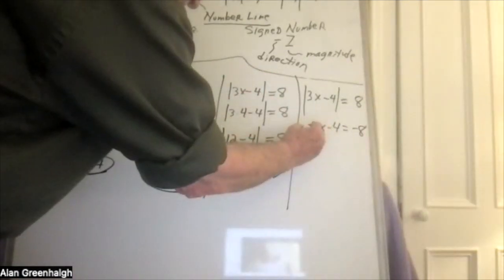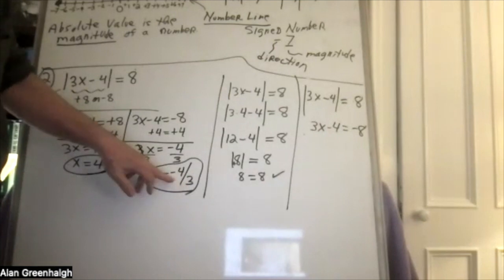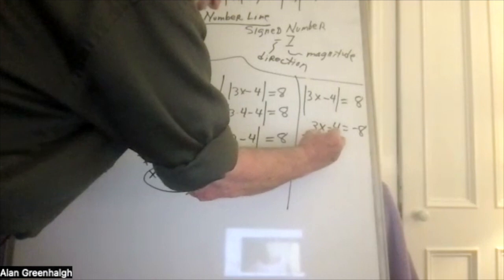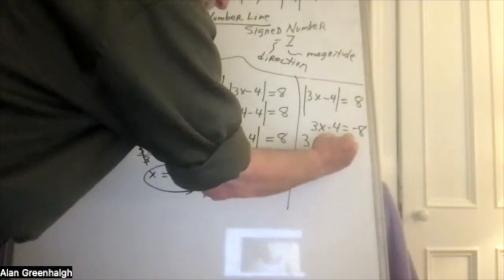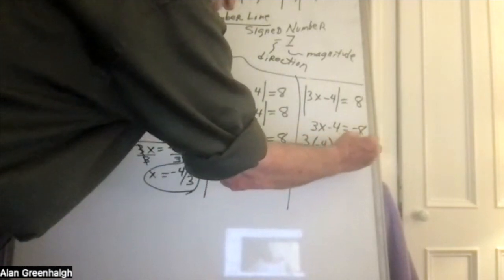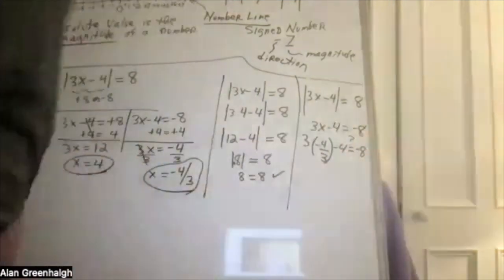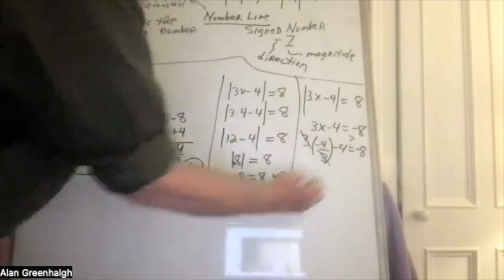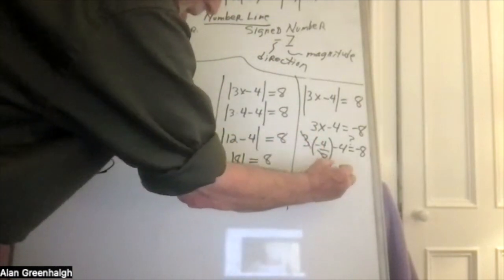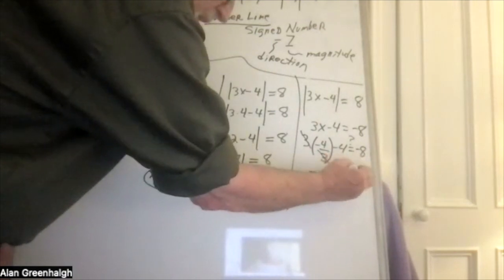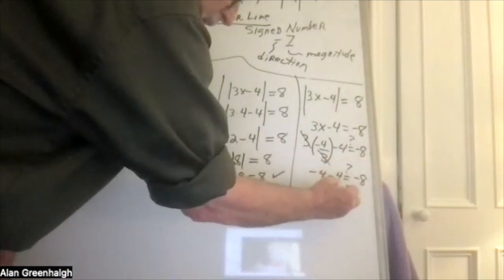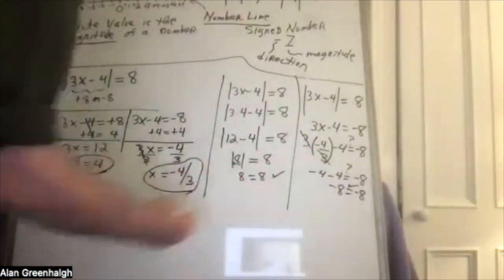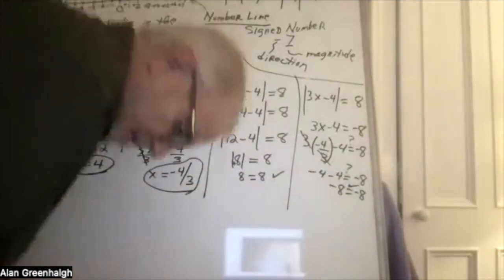Well, let's see if it is. 3 times -4/3 minus 4 equals -8, with a question mark on top there because we don't know. But as you can see, the 3's drop out. You get -4 - 4, we think, is equal to -8. -8 equals -8. And that checks. So there's your check.